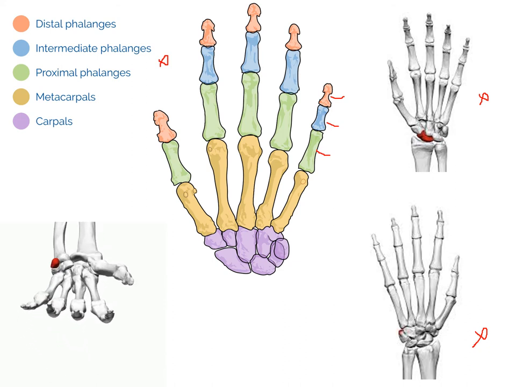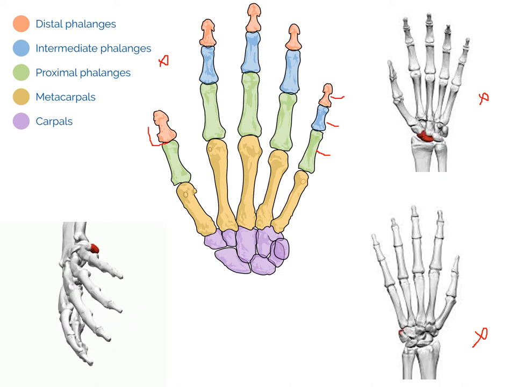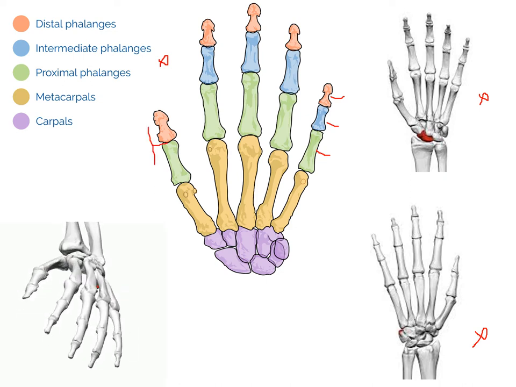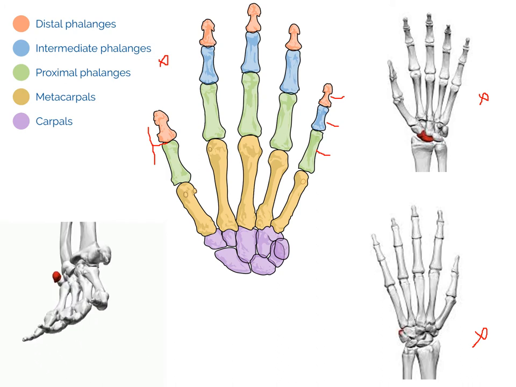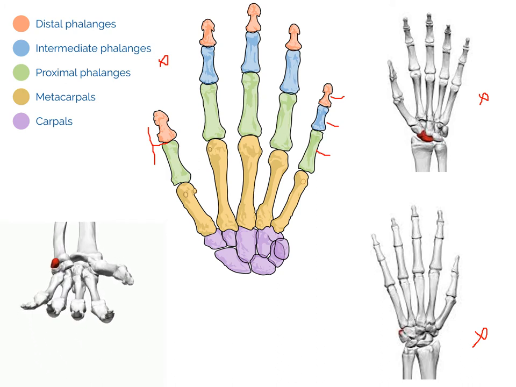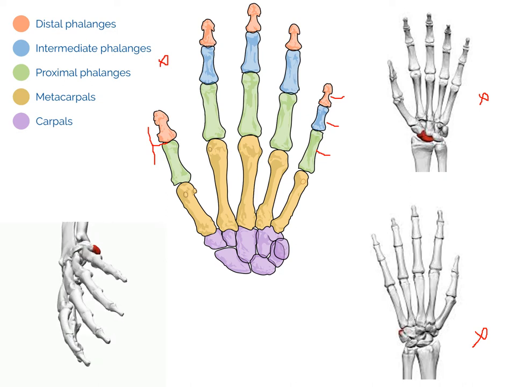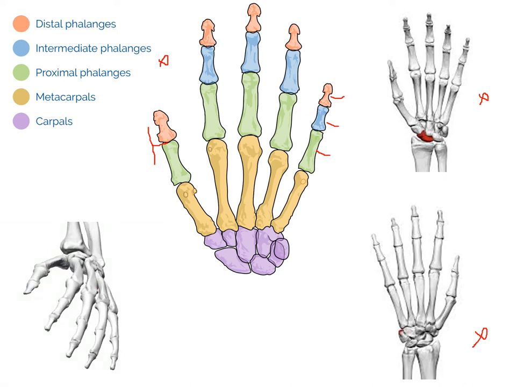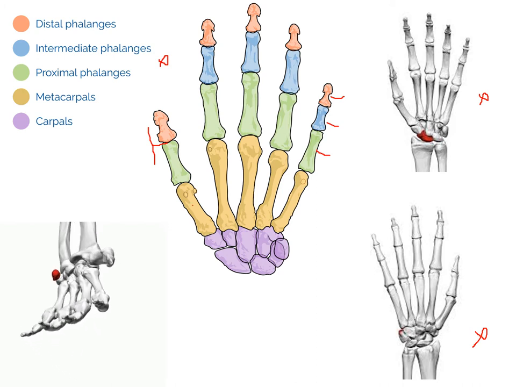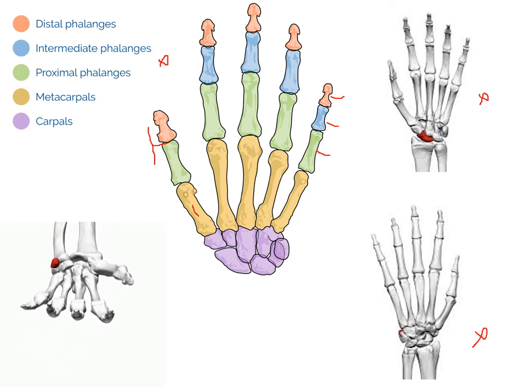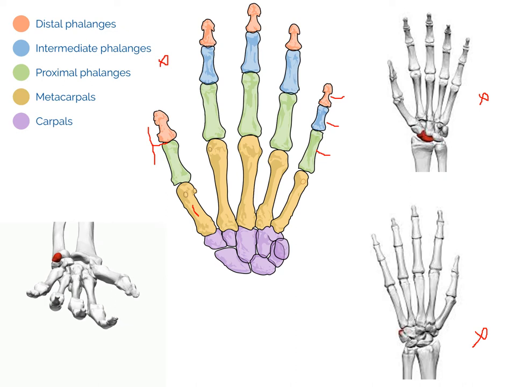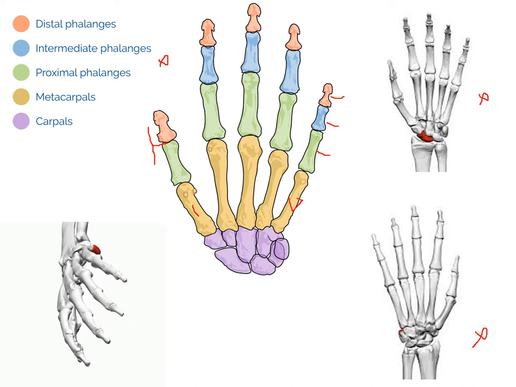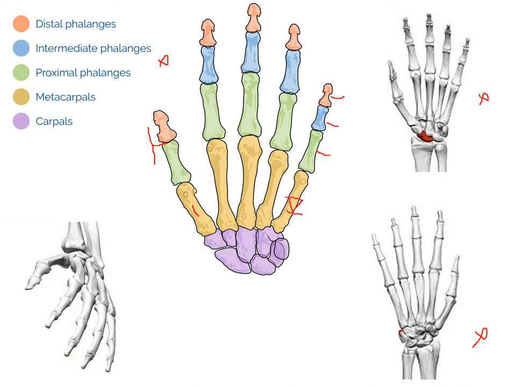Note also that just like in the foot, there's only a distal and a proximal phalanx, not an intermediate phalanx within the thumb. Okay, moving proximally, the metacarpals are named the same way the metatarsals are. So this is 1, 2, 3, 4, and 5 is at the pinky. Okay, so same exact thing.